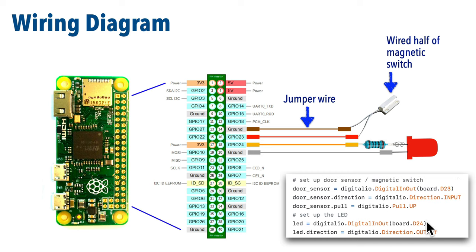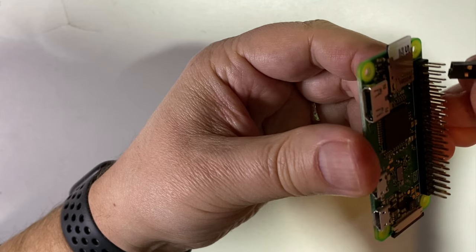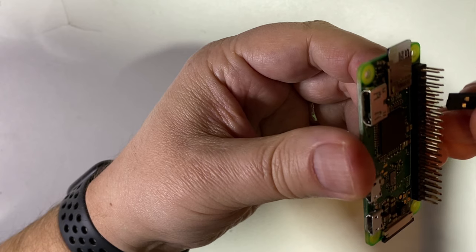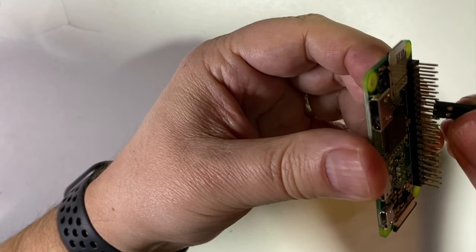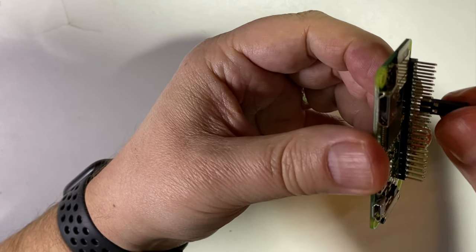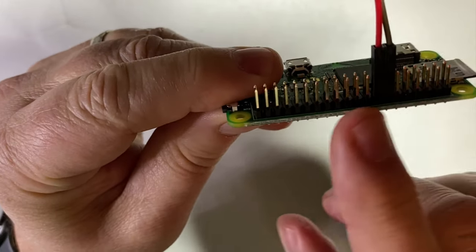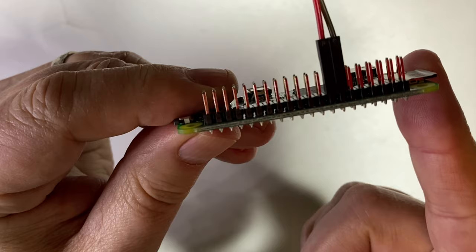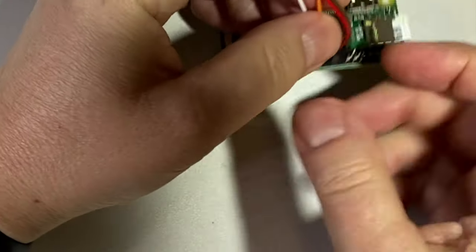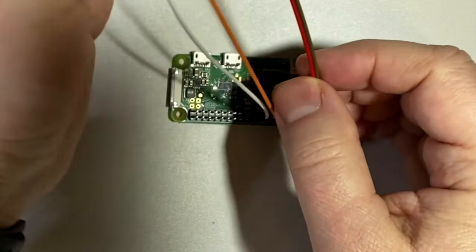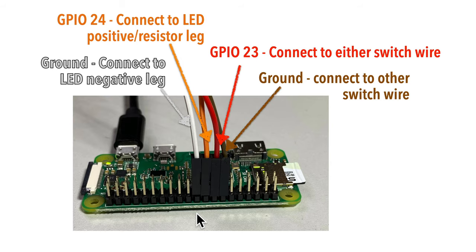So our Python program will send a signal to pin 24 to turn the LED on or off, and we'll also check pin 23 to see if the magnetic switch is open or closed. So I'm going to count down from the top, and I'm going to connect my first two jumper wires to the 7th and 8th pins. Now that's going to be a ground and GPIO pin 23, and in fact while I'm here, I'll also connect jumper wires to the pins just below this, the 9th and 10th pins counting from the top, and those will be GPIO pin 24, and the one below that is also a ground.